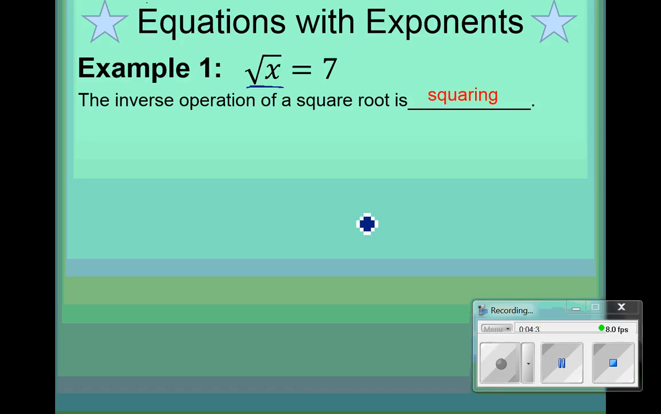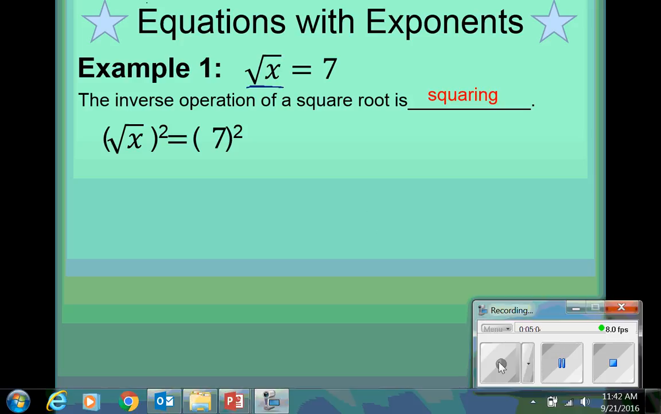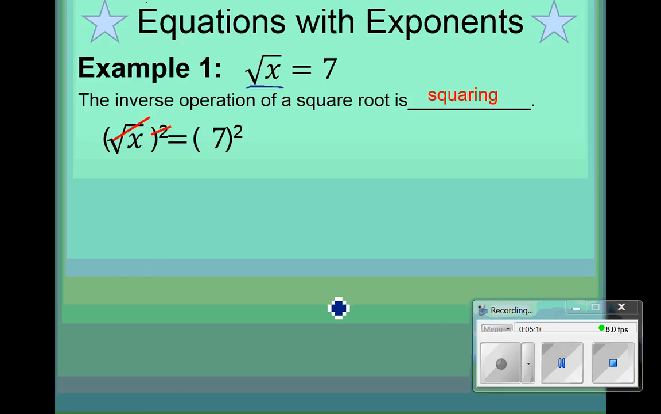So to solve this problem, we're going to rewrite the original problem so we can see all of our work. And then we have to square both sides. Squaring something means we're going to have the exponent 2. So if we have to square both sides, the first thing I'm going to do is put parentheses around each side and put a little exponent 2. Because we've done the inverse operation, we can now cancel something out. The radical symbol and the exponent 2 cancel each other out. So once I've done that, I have x equals, and I know 7 times 7 is 49.